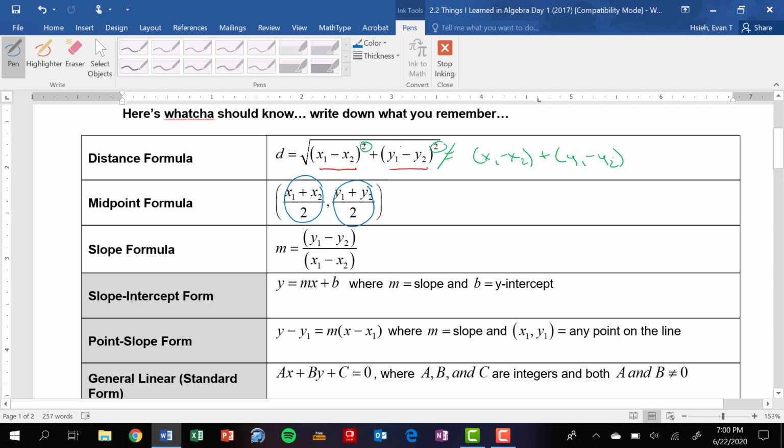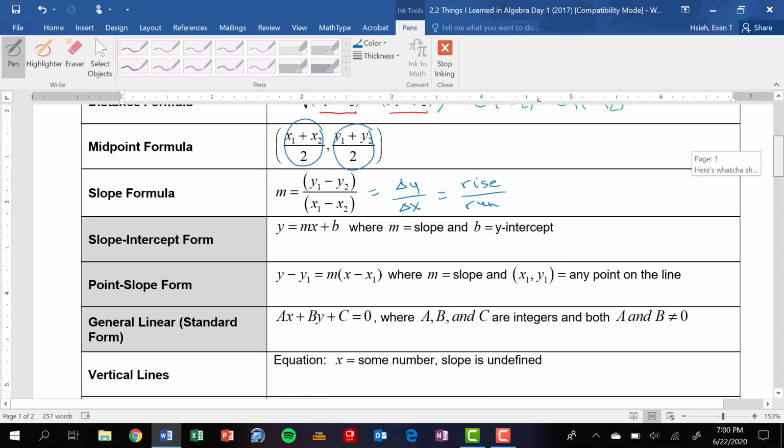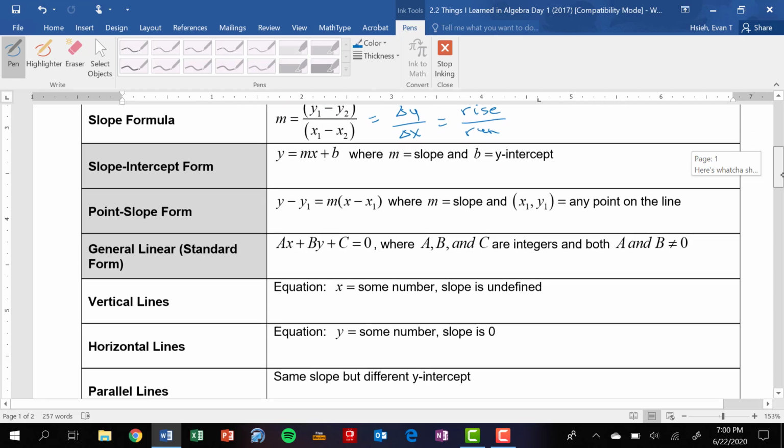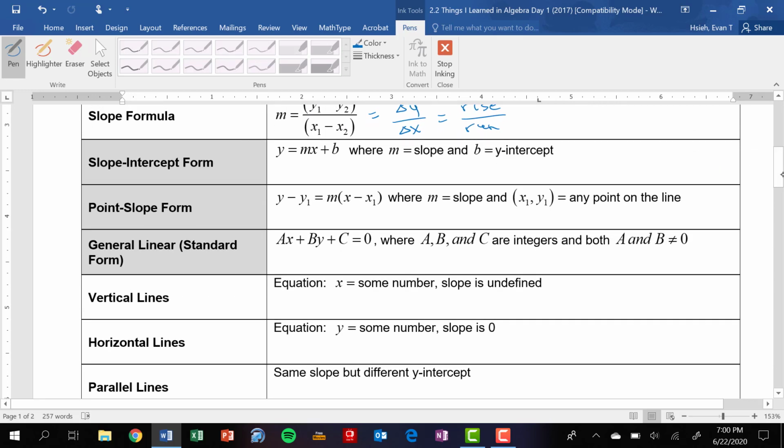The slope formula you should know from last year. If you don't remember this, it's basically the change in the y values divided by the change in the x values. I know some teachers will say rise divided by the run. So hopefully you remember that from last year. Slope-intercept form is good old y equals mx plus b, where m is the slope, b is the y-intercept.